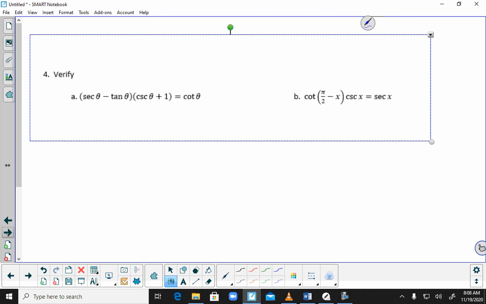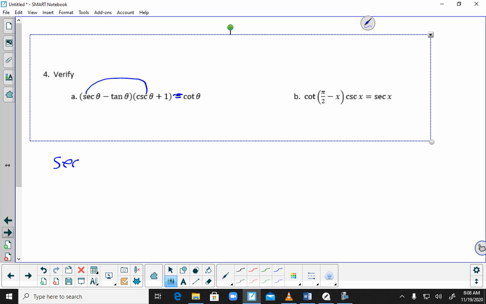For 4, I'm verifying. So I'm trying to make the left side look like the right side. Remember, this equal sign is like a river or wall, something. You cannot cross it. You cannot add, subtract, multiply, or divide to both sides. So since I really have nothing else to do, I'm just going to multiply. I'm going to FOIL these two.